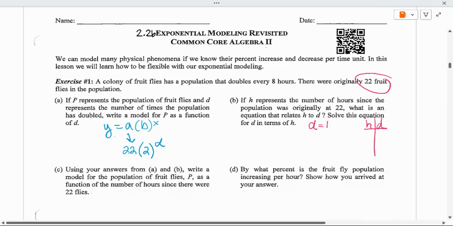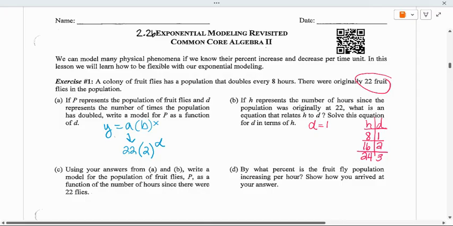Let's see. When H is 8, how many times do I double? Once. My doubling exponent is 1, right? We're doing this every 8 hours. So when H is 16, what's the power on that? 2 times, it doubles twice. When H is 24, what's my exponent going to be? 3. Okay, does that make sense?